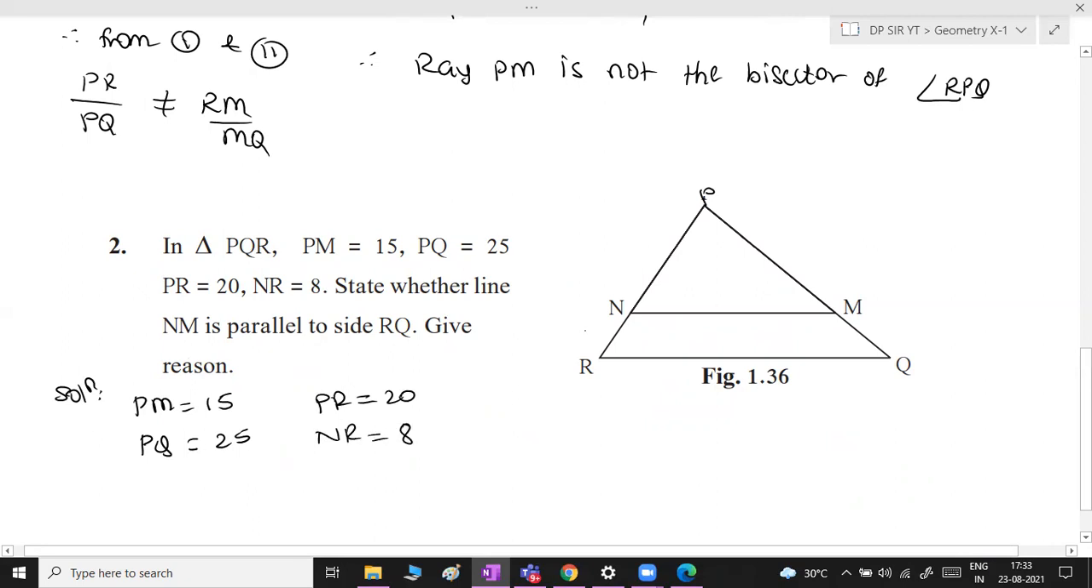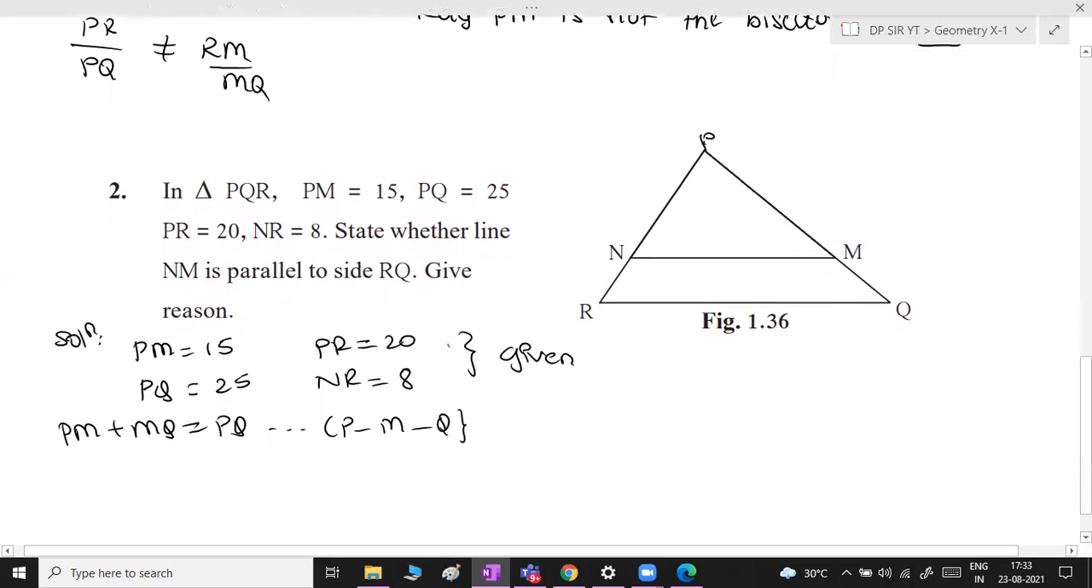Theek hai. See, whenever I talk about ratios, you should always understand one thing, that in this case PM plus MQ is equal to PQ, since there is P-M-Q. Now why I did this, you will understand in a very short while. You should always justify your answers in geometry by writing the correct appropriate reasons. Now check why I have written this, because I am having the values. So 15 plus MQ is equal to 25.